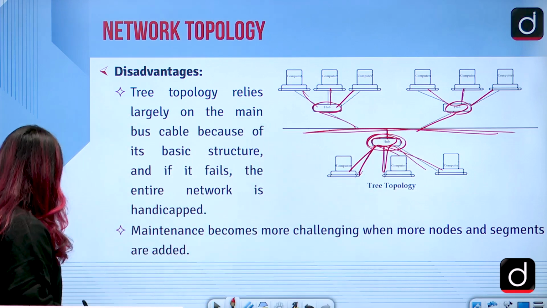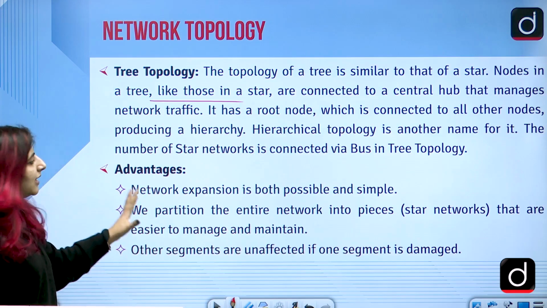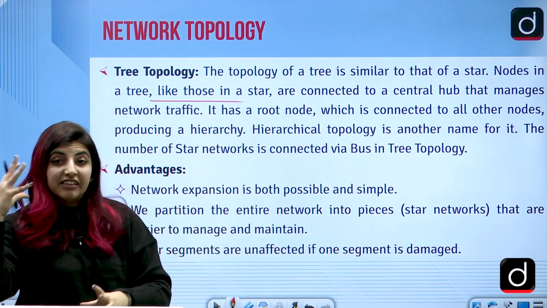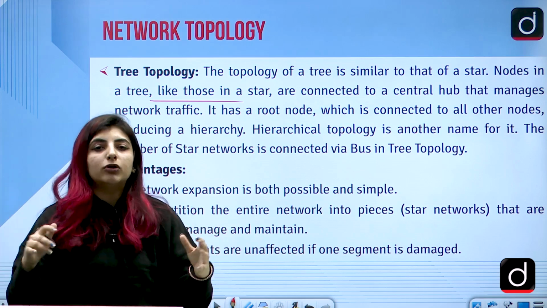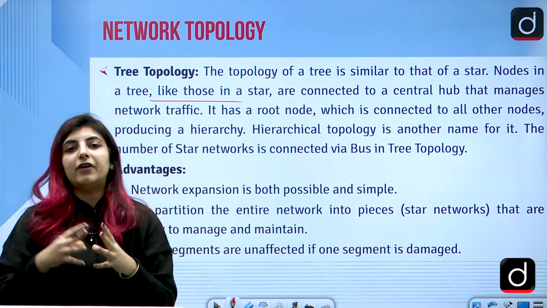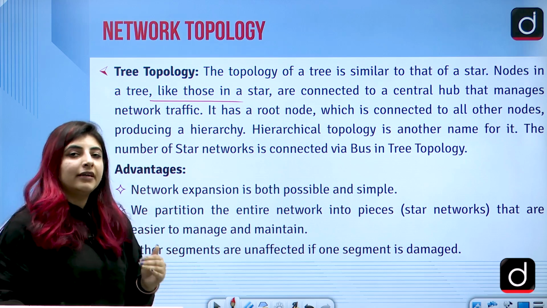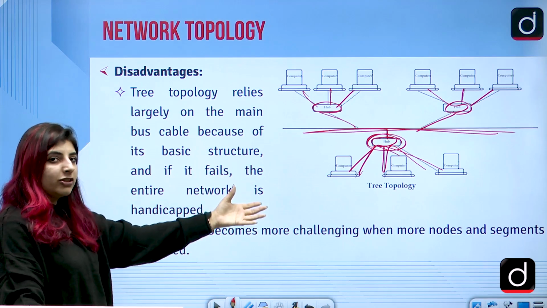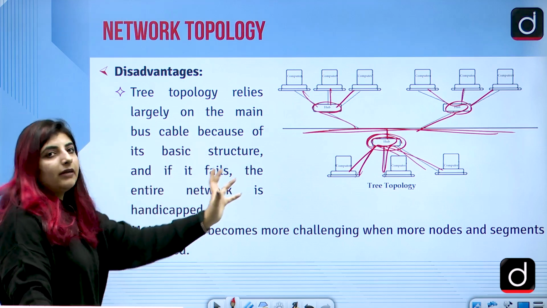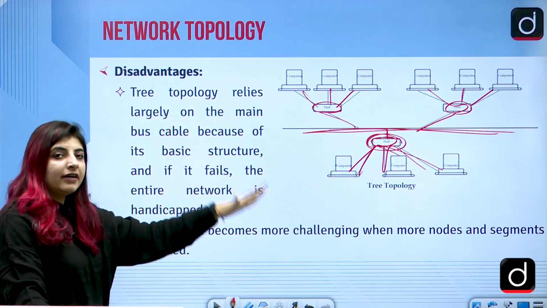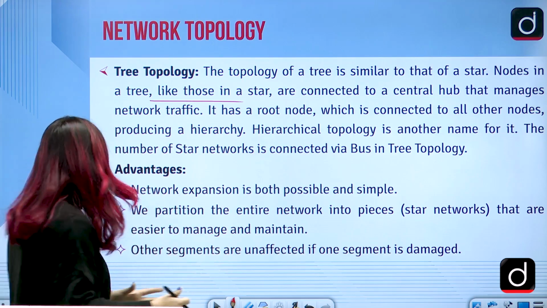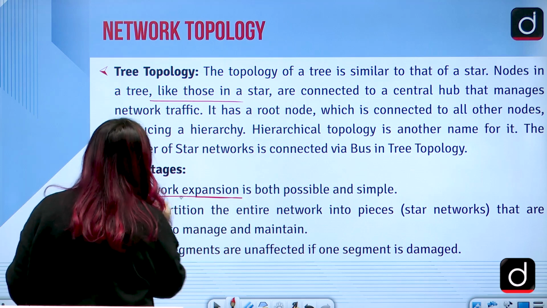Advantages are that network extension is both possible and simple because you are using different hubs, and those hubs are also connected, because hubs are what provide the internet connection. So if you have this in your office or wherever you want this topology installed, correct, you will be able to have different networks, basically a network at a larger scale. So expansion of the network will be there.